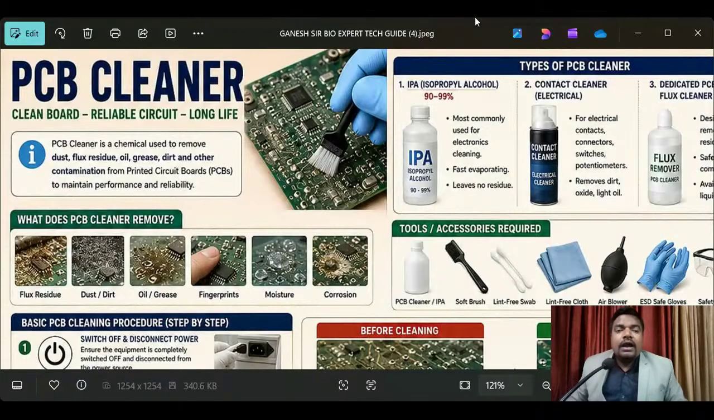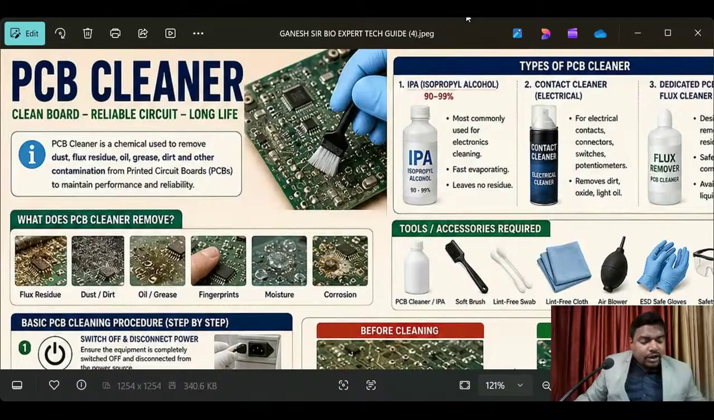I hope you got it very clearly. Now, first of all, see this picture I'm showing here, what things it involves in the practical way, the types of PCB cleaner, and what cleaning does. Everything I'm going to show you pin-point. If you engage, definitely you will get great experience. Engage with my live sessions.